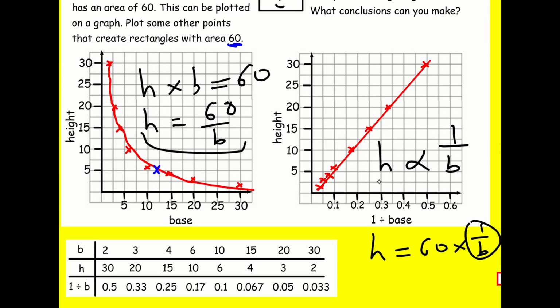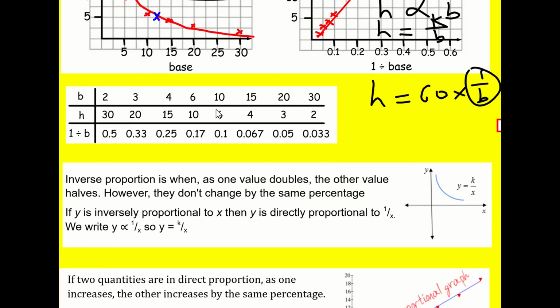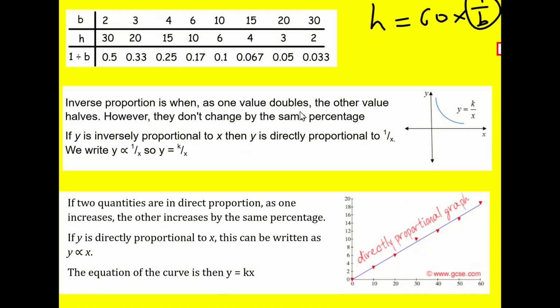And from that, we can write down, just in the same way that we did for direct proportion, h equals k divided by b. Not k times b this time, but k divided by b. In this case, k is 60, but this will hold in general. So we've looked at graphs. Now just a tiny little note on this.